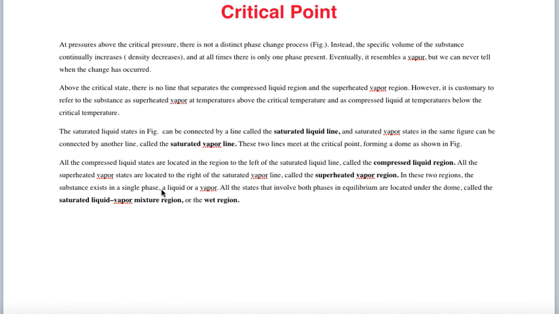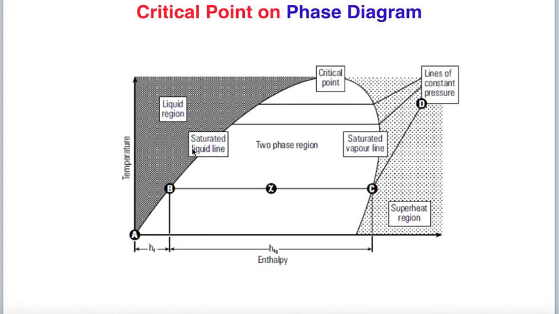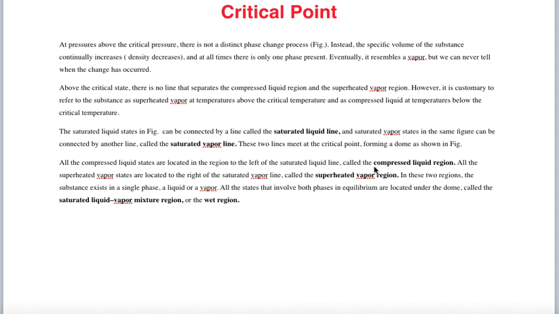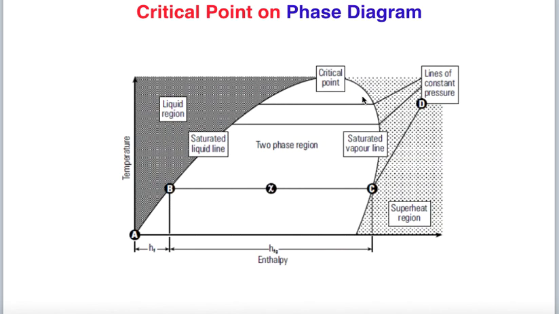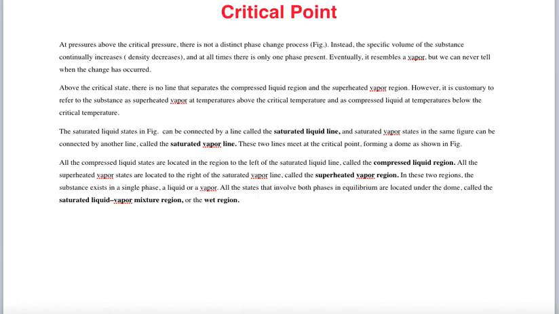Now all the compressed liquid states are located in this region. To the left of the saturated liquid line is the compressed liquid region. All the superheated vapor states are located to the right of the saturated vapor line, called the superheated vapor region. So from this saturated vapor line, all the fluid here is in the superheated vapor region. So in these two regions, the substance exists in a single phase, either liquid or vapor.